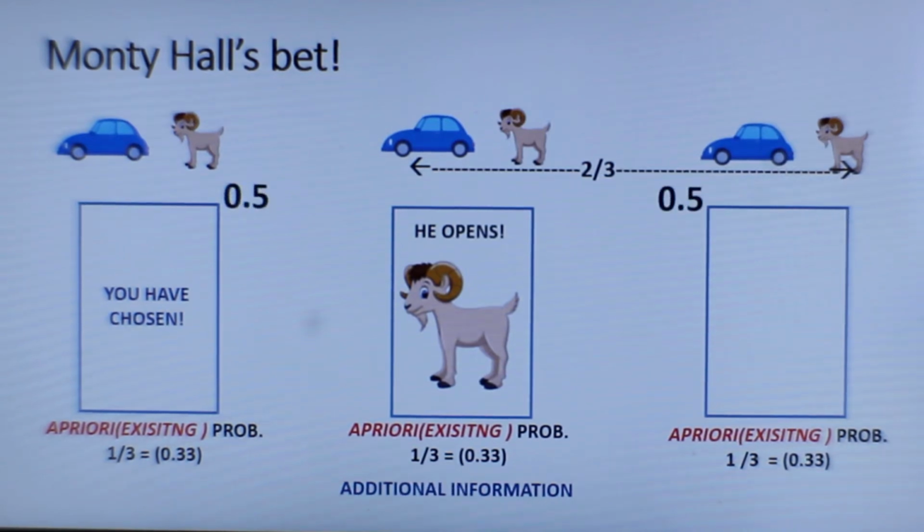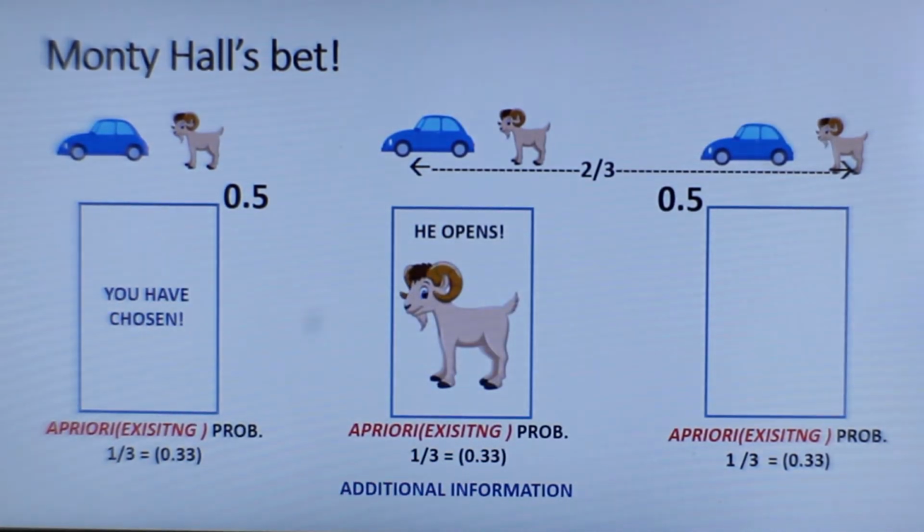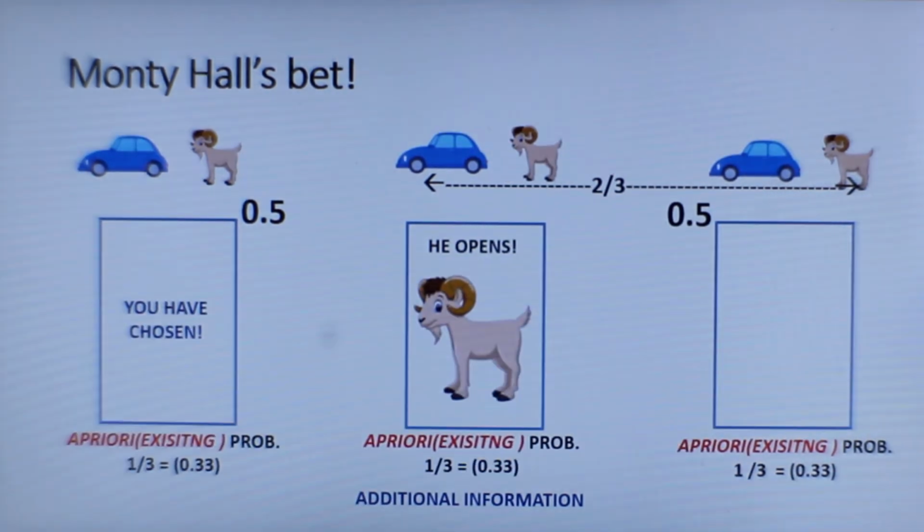And immediately, there are only 2 possibilities. The car could be behind this door or this door. So you feel that it has improved to 0.5 or 50% probability that the car could be here or there. But by switching to the third door, you will really improve from 1/3 to 2/3. We will see this by way of an enumeration.